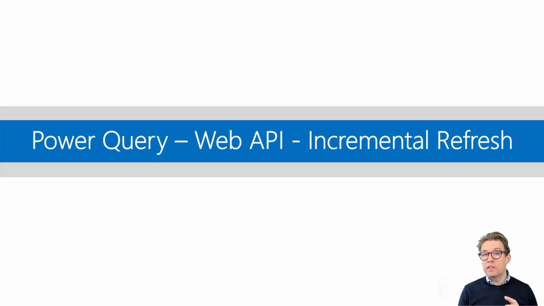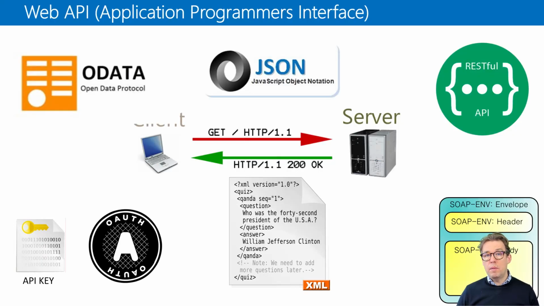Okay, up next we're going to take a look at web APIs and incremental refresh. The web API, where API stands for Application Programming Interface, is a way to get data from software as a service applications. Nowadays a lot of applications are on the cloud. They basically don't have a database anymore. So if you want to get the data into Power BI, you can use a download, or you can go with a web API route.